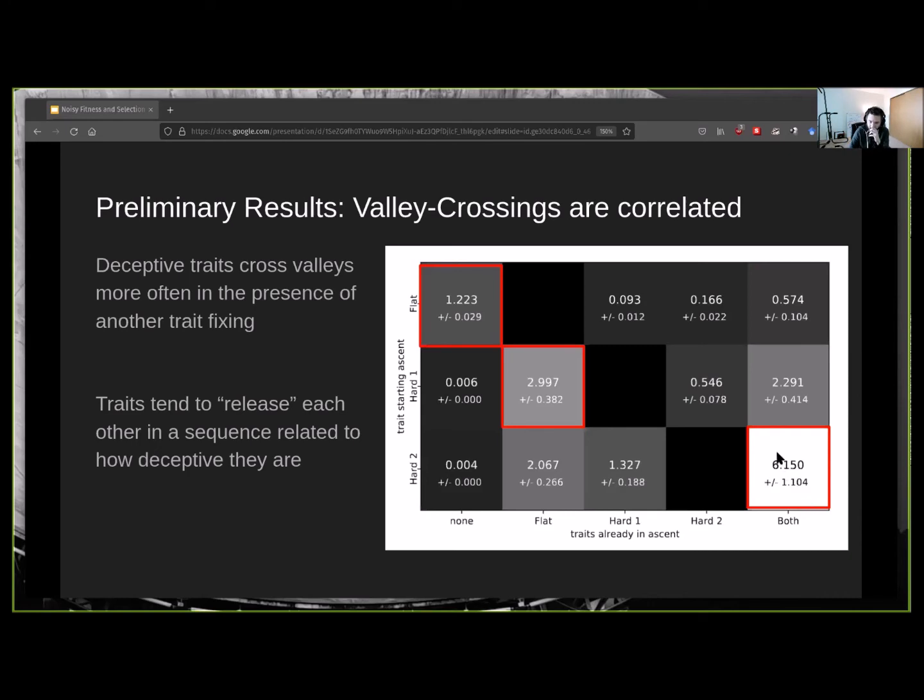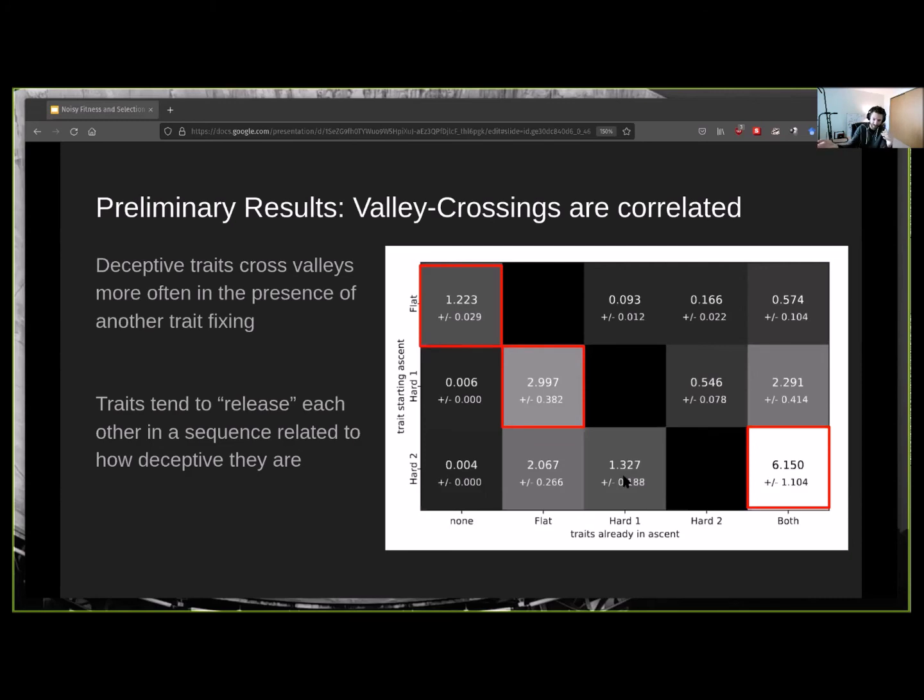And just to clarify here, what I'm saying is that the more deceptive trait is 6 times more likely to valley cross when there are 2 traits crossing their valleys, but it is 2 times more likely to cross when just the plateau trait is crossing, and 1.3 times more likely to cross when just the hard trait is crossing.